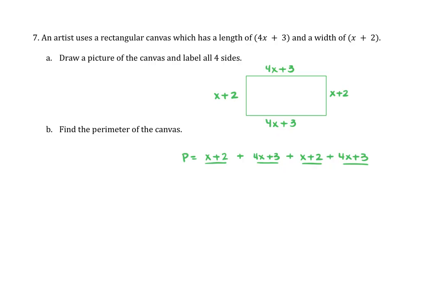Now I'm going to look for like terms that can be combined. So I have an x, I have a 4x, I have an x, and I have a 4x. So remember, these single x's have a coefficient of 1. If you need to, you can write those in. So 1 plus 4 gives me 5, plus 1 more gives me 6, plus 4 more gives me 10 x's. And then I'm going to look at all of my whole numbers. I have 2, plus 3 gives me 5, plus 2 gives me 7, plus 3 gives me 10. So that's my perimeter.